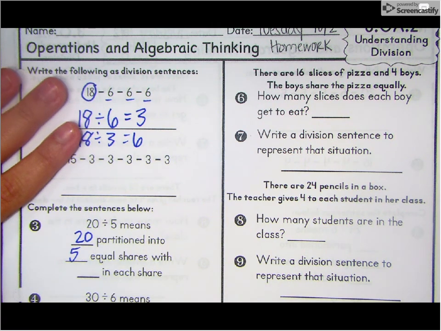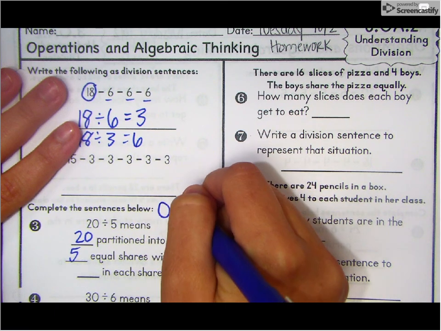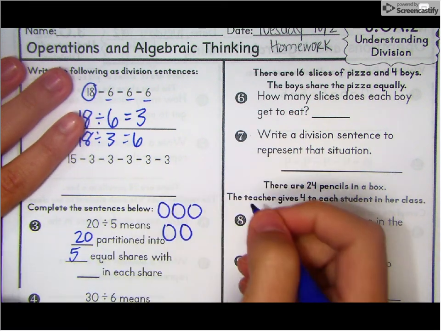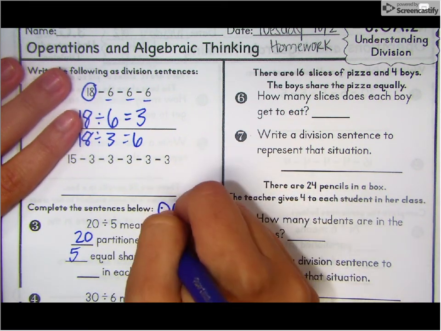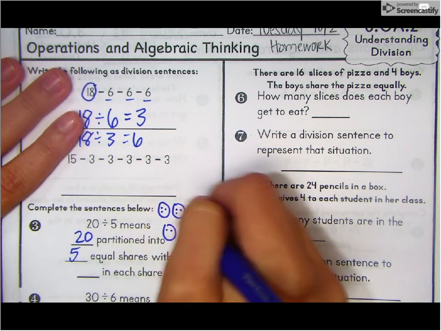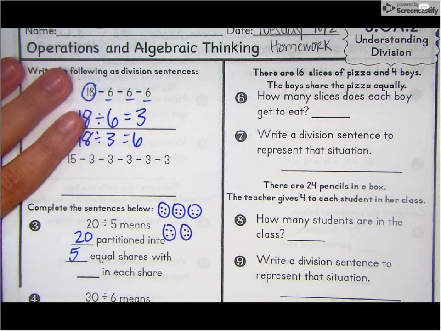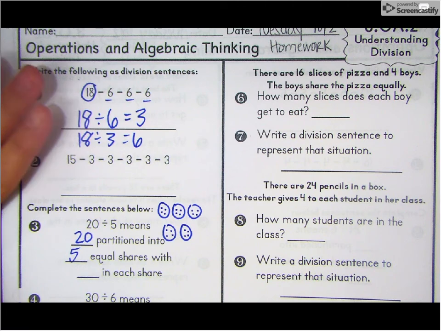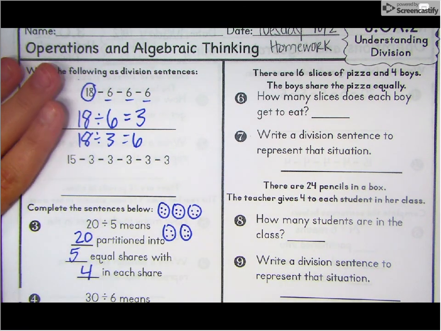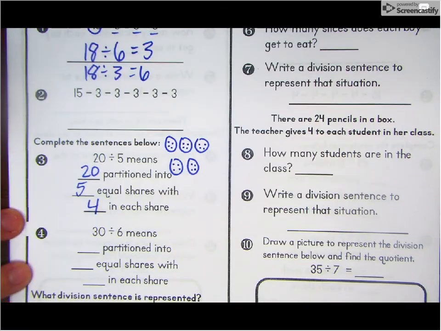So if we don't know this off the top of our head, we could always draw a picture. So if we have 5 equal shares, we know we're going to 20, so we split it up evenly. 1, 2, 3, 4, 5, 6, 7, 8, 9, 10, 11, 12, 13, 14, 15, 16, 17, 18, 19, 20. We stopped because 20 is where we were going. There are 4 in each share. And so that's just how we do that one. We do number 4 the exact same way.